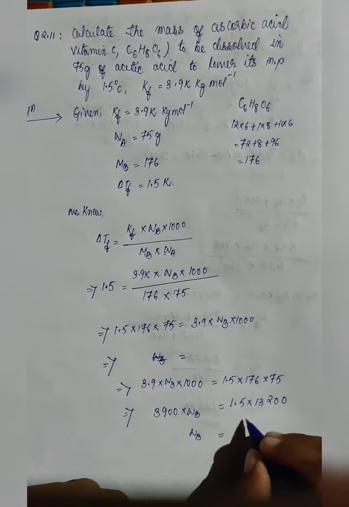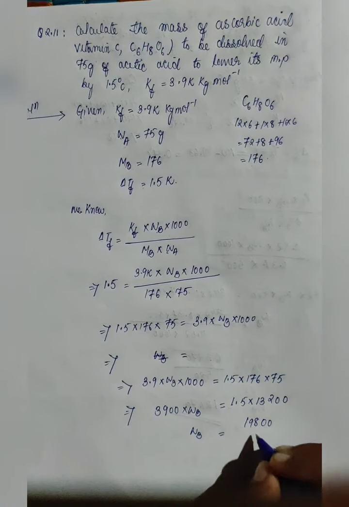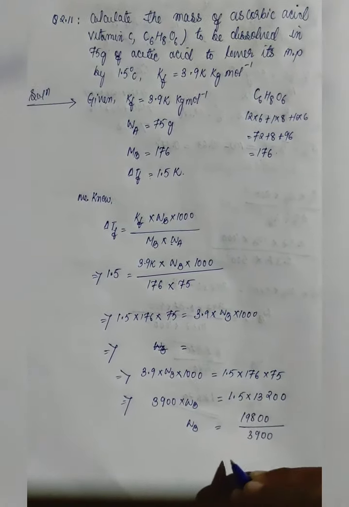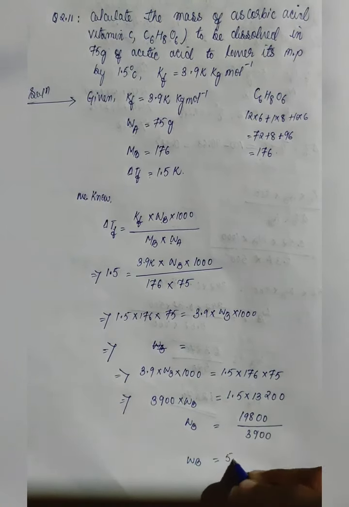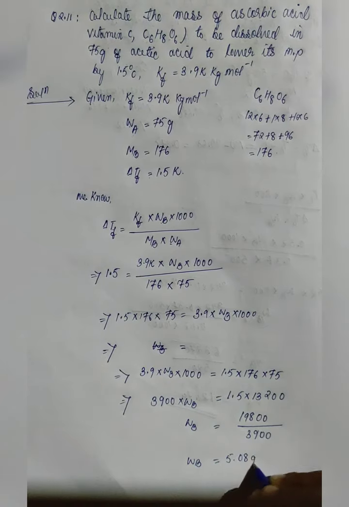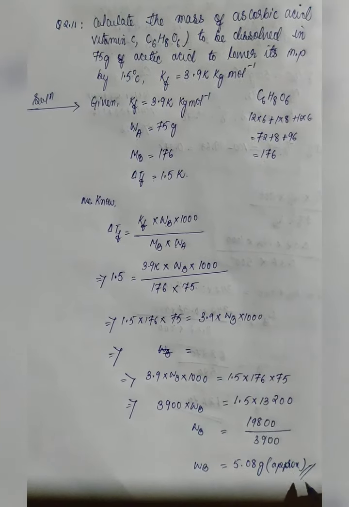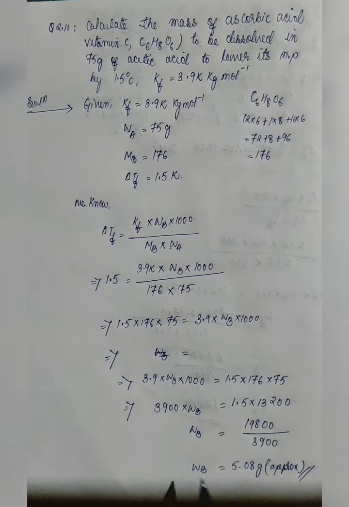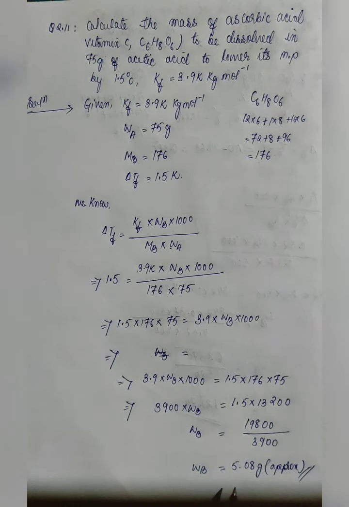So Wb can be written as, upon multiplication, 19800 divided by 3900. Upon division we will get our final answer as 5.08 gram, which is an approximate value. So here we were asked to find the mass of ascorbic acid, which is Wb. We found Wb by using the formula for depression in freezing point.